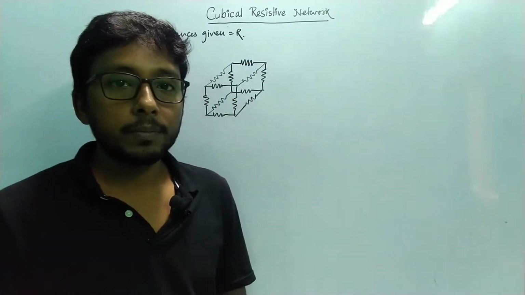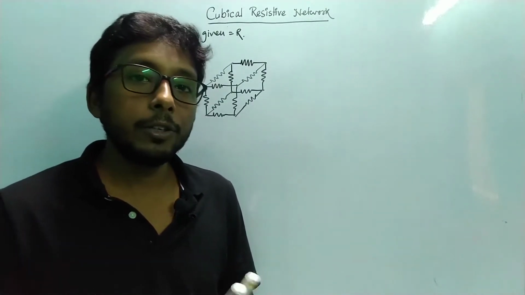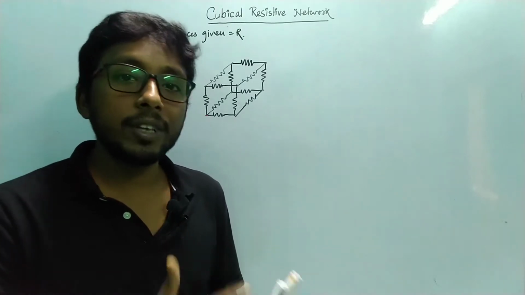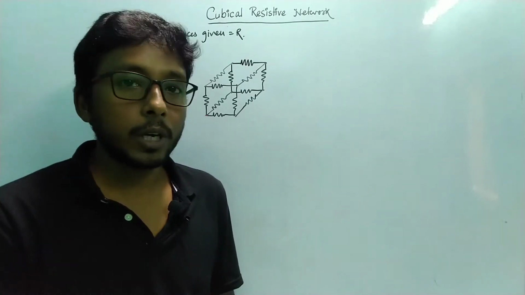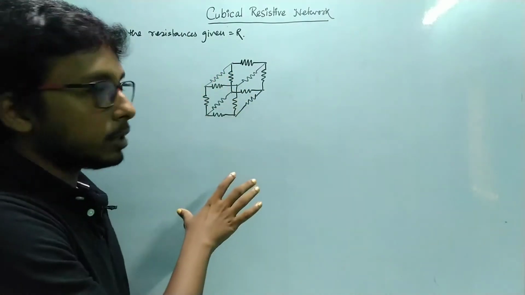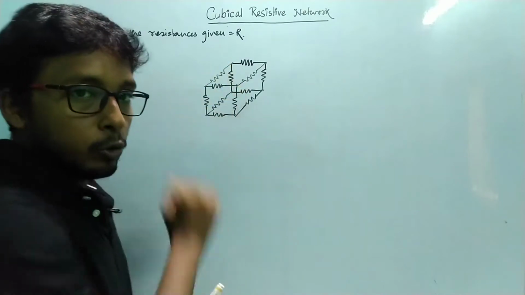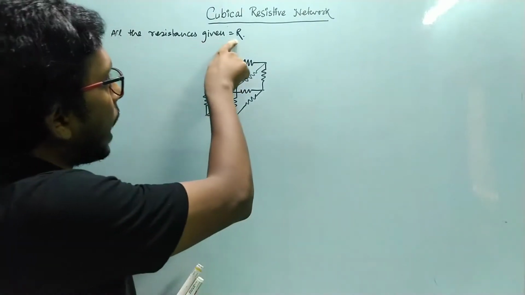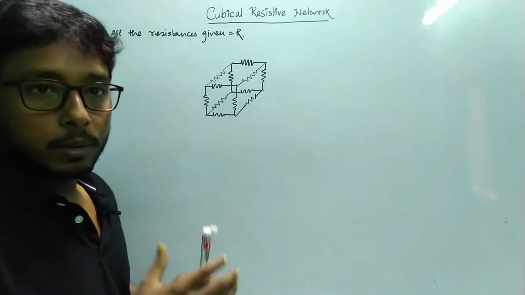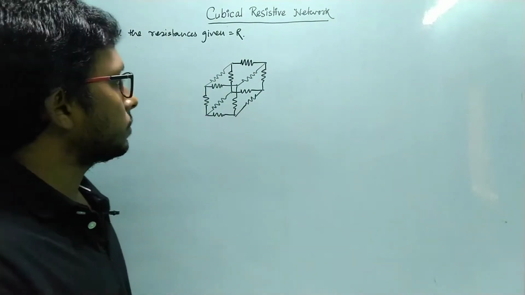Hello and welcome. Today I will introduce you to problems regarding cubical resistive network. Okay, this is my cubical resistive network. That is, you can see a cube with resistance R on each side of the box or cube.